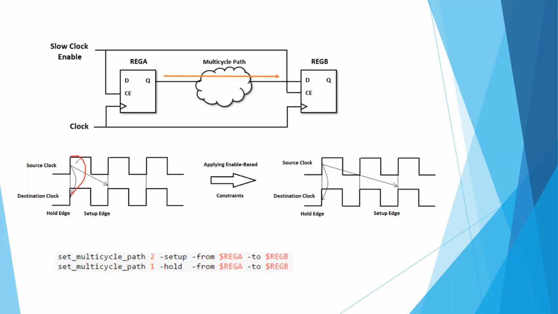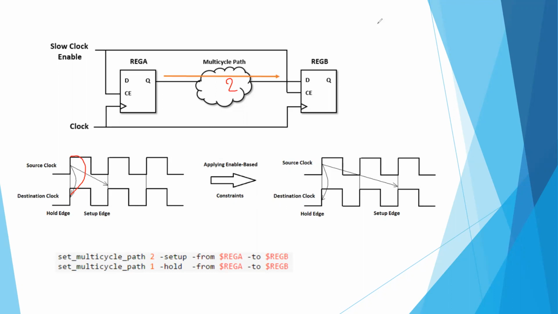But the setup edge, you can see that is the next clock for the normal one. But when you are applying the enable based constraint, then that time, if it is taking two clock cycles, the setup edge will shift to two clock cycles. So the same we can mention here: set multi-cycle path 2 for setup from reg A to reg B, and set multi-cycle path 1 for hold from reg A to reg B, because hold is not changing. So hold is the same, 1, and setup is 2.